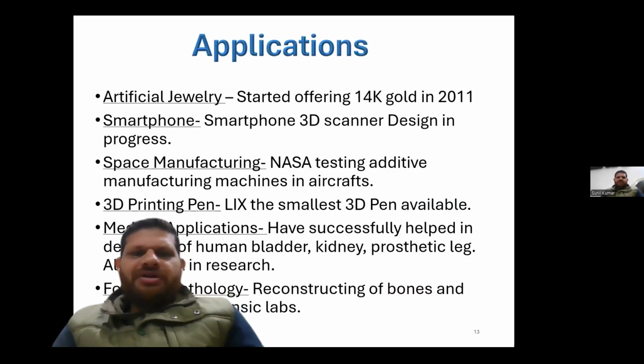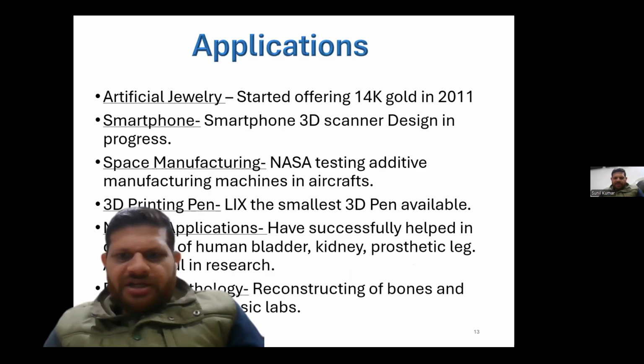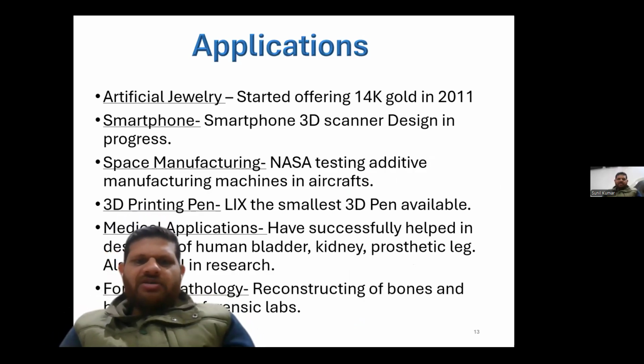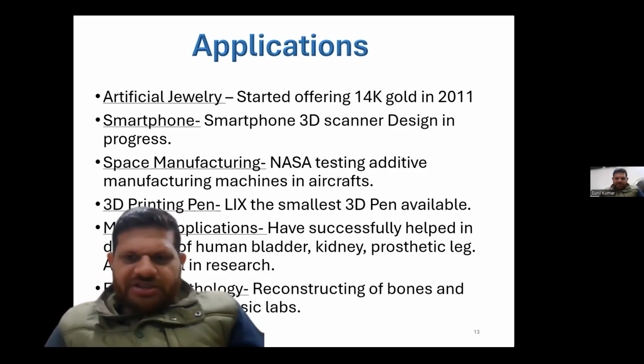Where these 3D printers are being used: artificial jewelry is being created, smartphones, the body of the smartphone or even some parts of the smartphones, space manufacturing, then 3D printing pens, then in medical application, successfully helped in designing of human bladder, kidney, prosthetic legs, and also useful in research. Then forensic pathology, that is reconstructing of bones and body parts in forensic labs.